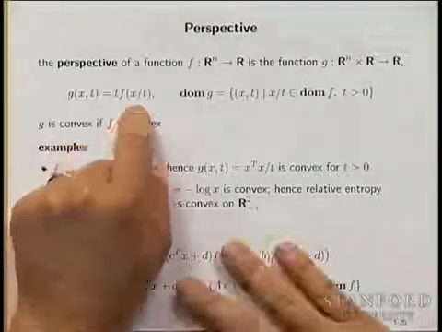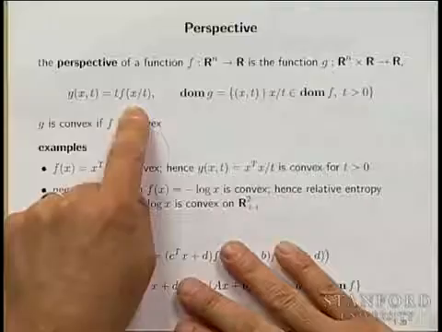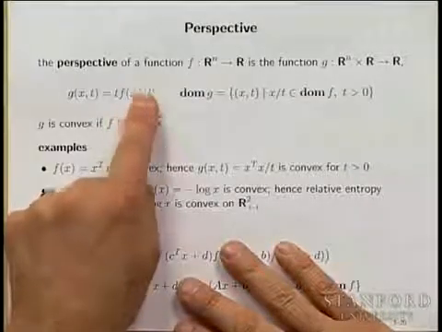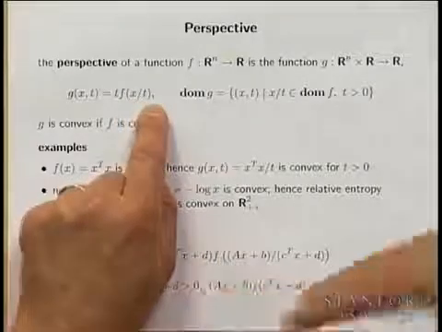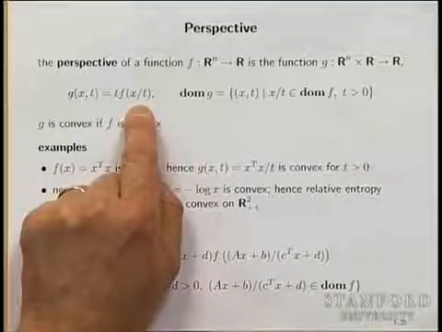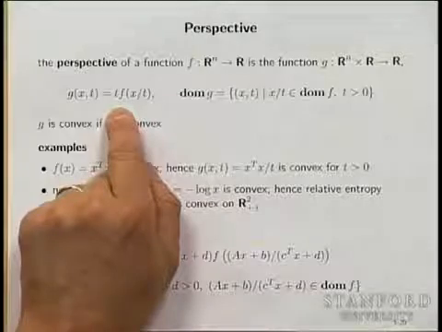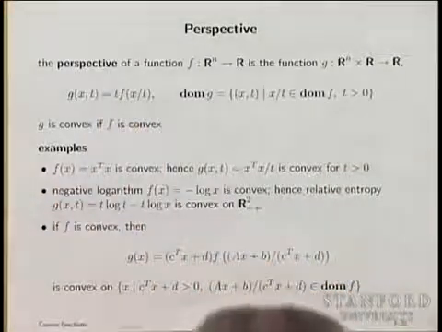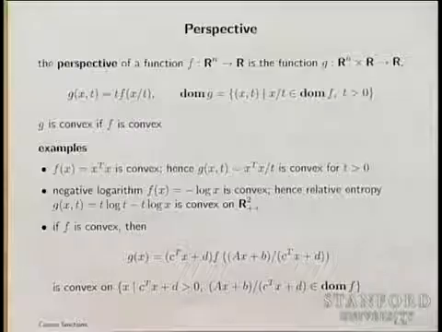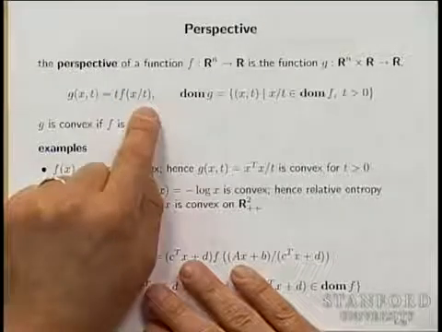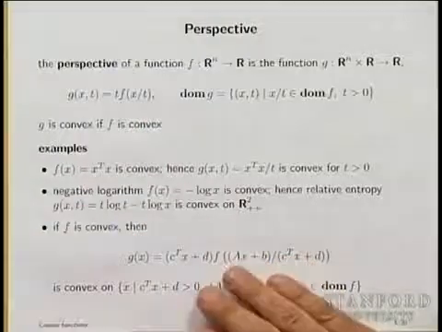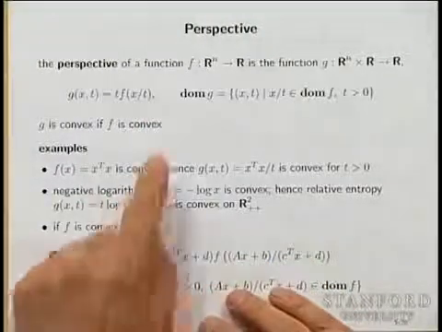Obviously, for any fixed positive t, this is a convex function, because x over t is linear, therefore affine, f is convex, and then you multiply by positive constants. That's clearly the case. Maybe it's less obvious that when you fix x, t f of some vector divided by a constant is convex. Maybe that's less obvious, but okay. And showing this is not hard.